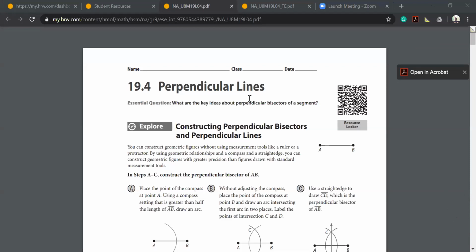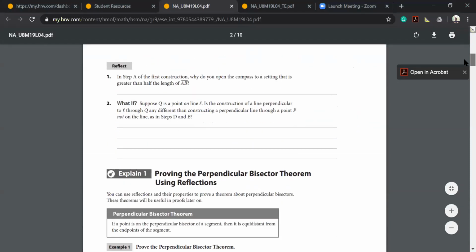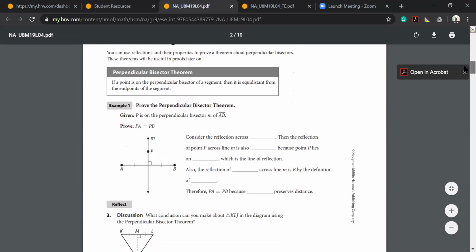And we said perpendicular lines mean that you have two lines that intersect in one point and that the angle between them is 90 degrees. Like in here, for example, these two lines intersect together and the angle between them is 90 degrees. And the first theorem that we took yesterday was the perpendicular bisector theorem.